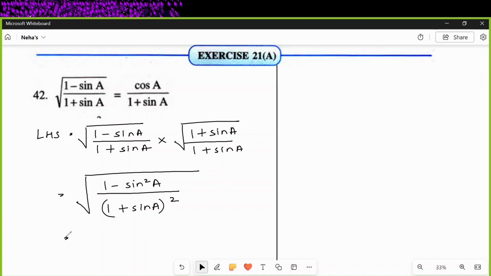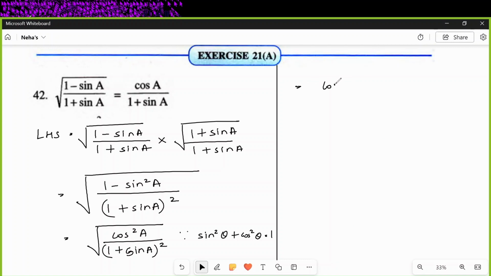So now the numerator will become cos square A, and the denominator will remain as it is for now. This is because sine square theta plus cos square theta is equal to 1. Therefore 1 minus sine square theta is equal to cos square theta. Now we can find the square root of both the numerator and denominator. So it would be cos A divided by 1 plus sine A, which is equal to the RHS, and hence we have proved that the left hand side is equal to the right hand side.